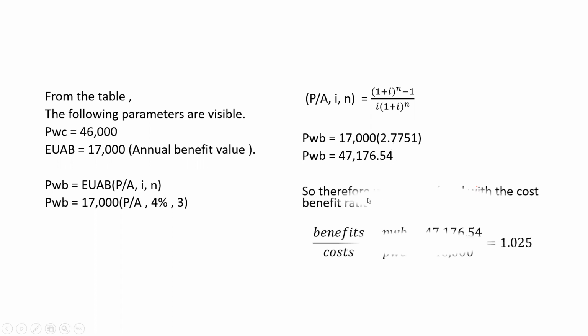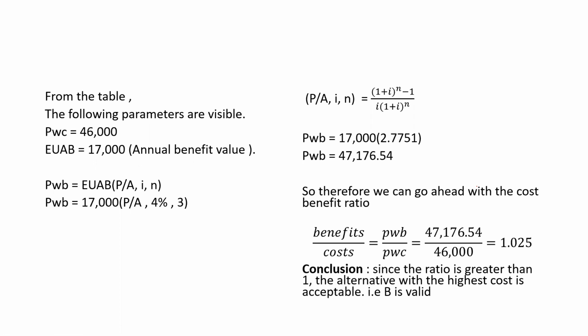So let's go on. Therefore, we can go ahead with the cost-benefit ratio, knowing fully well that the cost-benefit ratio formula is benefit over cost, equals present worth benefit over present worth cost. And what is the present worth benefit? 47,176.54, all over the present worth cost, which is 46,000 naira. So if I find the ratio, it is obviously greater than 1. Since I'm getting a value greater than 1, we use the second constraint. Conclusion: since the ratio is greater than 1, the alternative with the highest cost is acceptable.